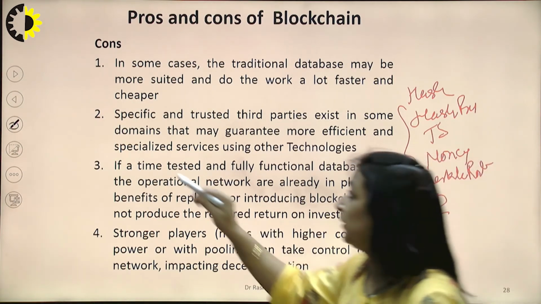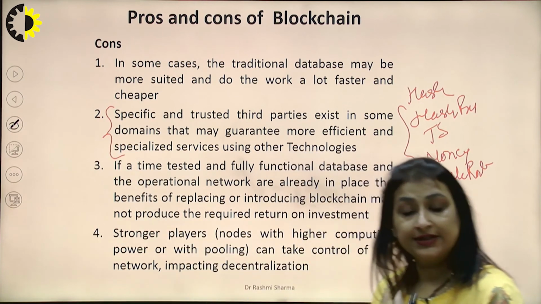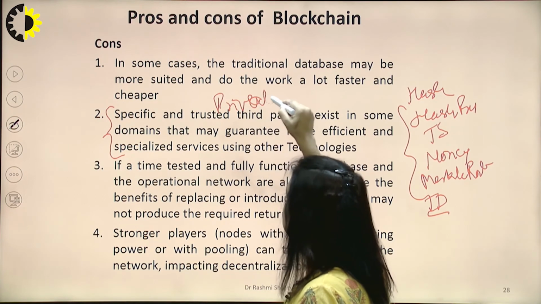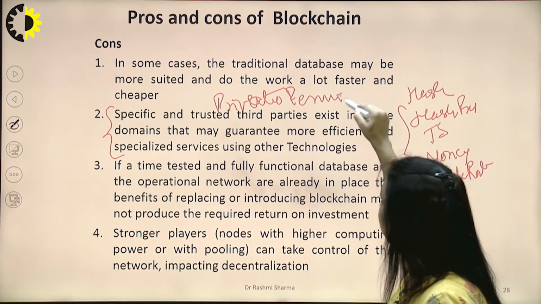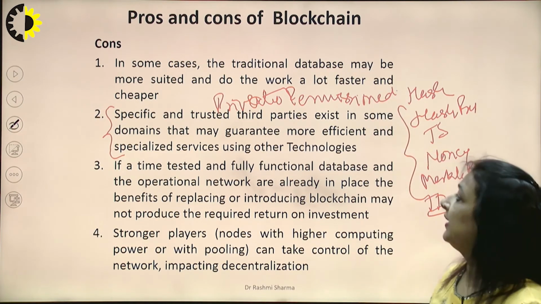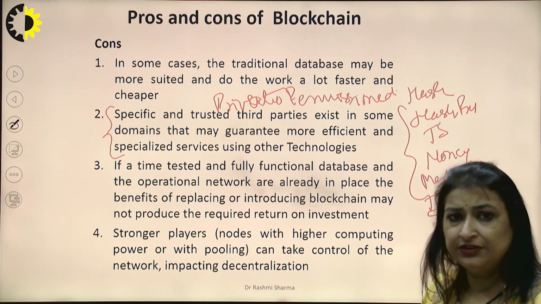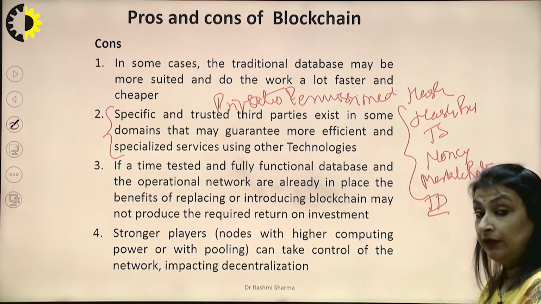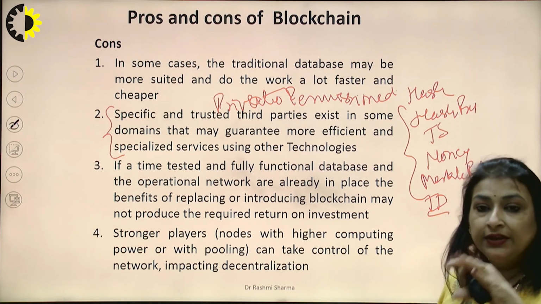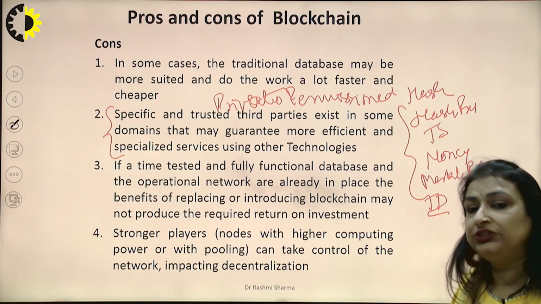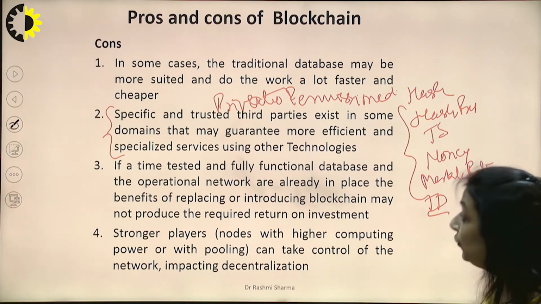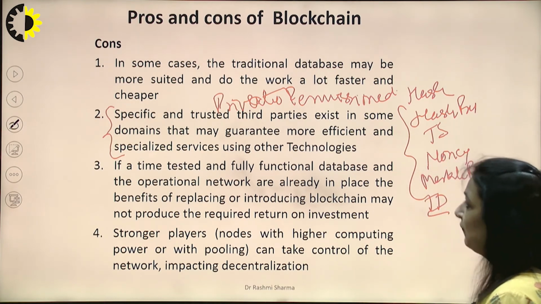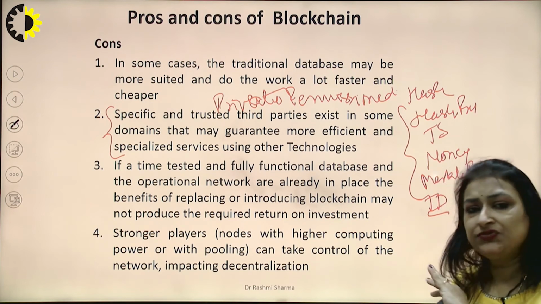We will come to this point when we discuss the types of blockchain, because this is for your private permissioned blockchain. We would be discussing that in coming videos. Permissioned blockchains can guarantee more efficient and specialized services using different technologies. Otherwise we are hindering the cause, because we give equal rights. Maybe the malicious user also has the same right, and we are not using that domain as efficiently as we have to.